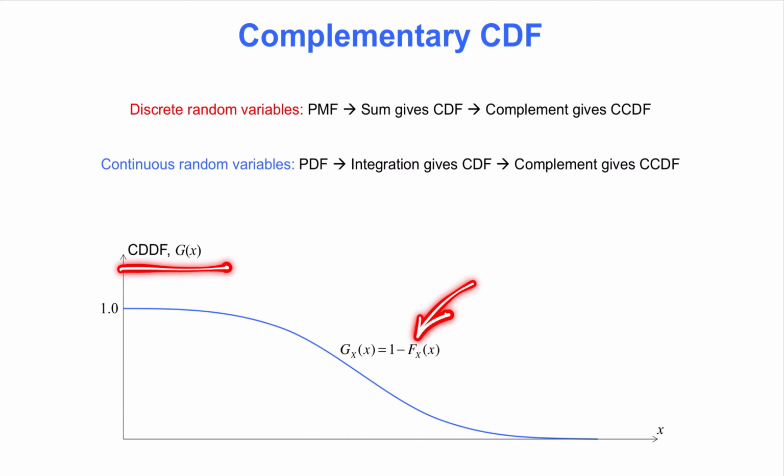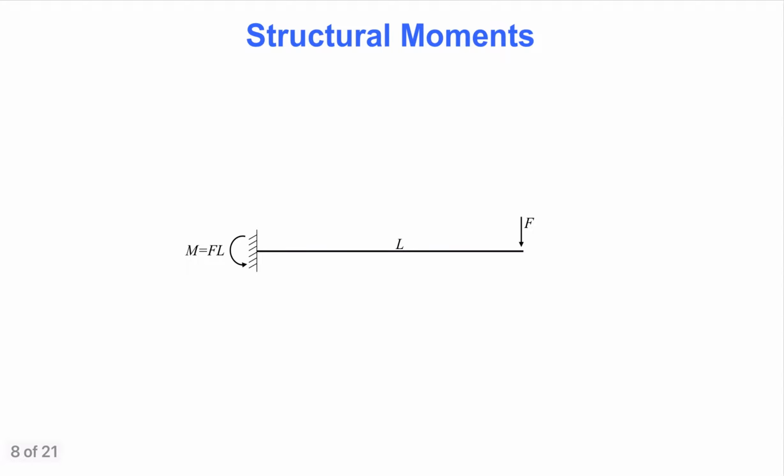Next, we introduce the concept of statistical moments. Moments are common in structural engineering, and the concept also appears when we work with random variables. We will here work with statistical moments, but let us start with the basic concept of a moment. As illustrated for this cantilevered beam, the moment is force times arm. In this case, the force is F and the arm is L, so the moment is F times L.